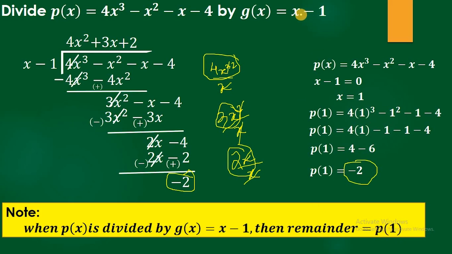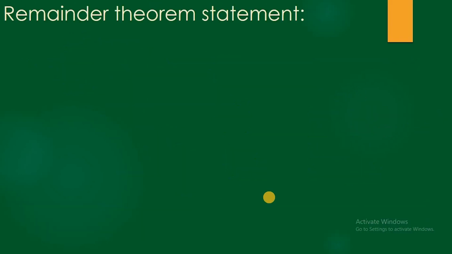Now if we take x minus 2, then the remainder will be p of 2. If we take x plus 2, then the remainder will be p of minus 2. So now with these two examples, I hope you have got the idea of what the remainder theorem is. So let's state the remainder theorem.